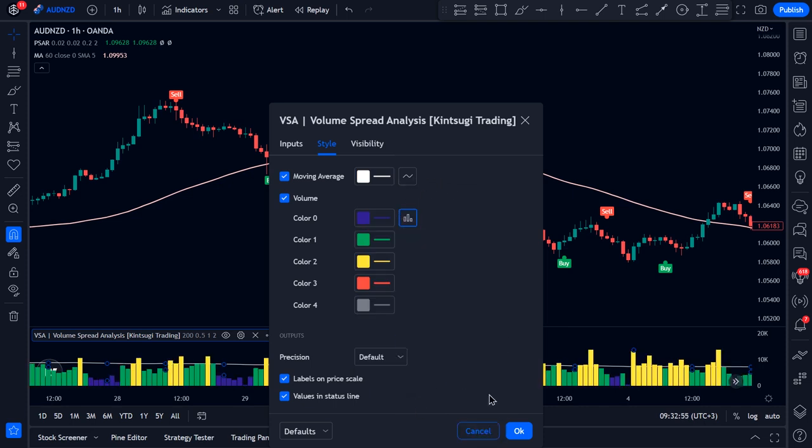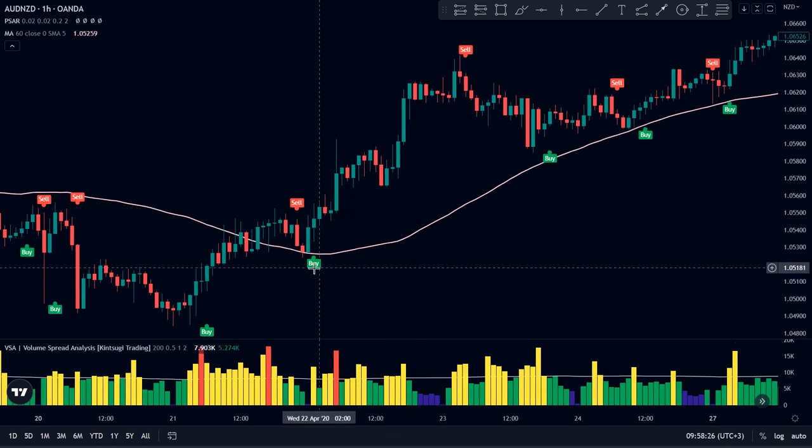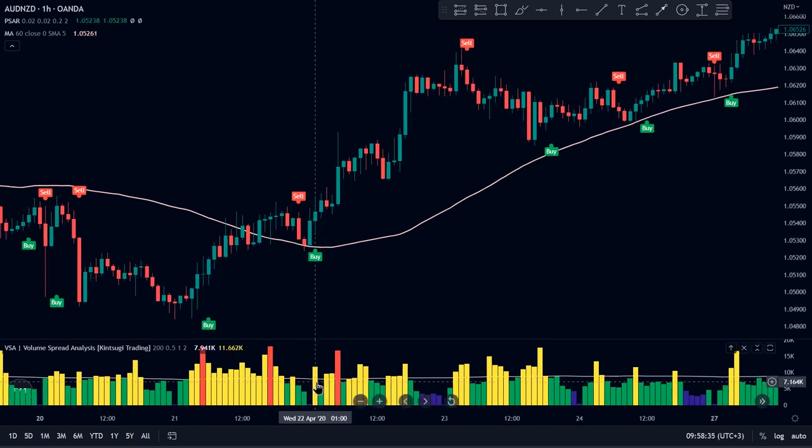Now, to take a long trade, the price must be trading above the moving average. The parabolic SAR indicator should print a buy signal. And then the volume spread histogram should be colored yellow or red, and it should also be above the white moving average.